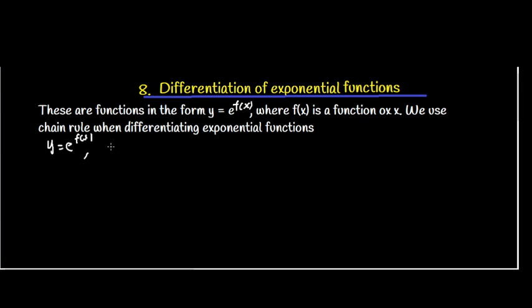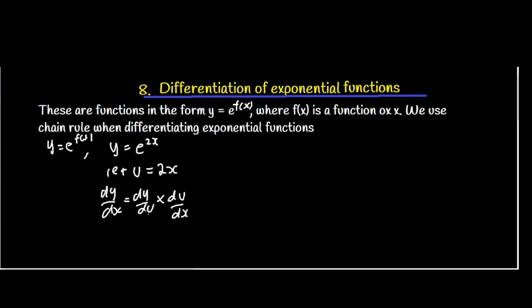Assume we have a function y equals e^(2x). Let's try to differentiate this. We have y equals e^(2x), but now let u equal 2x. When we introduce another variable, we can use the chain rule, and we know that from the chain rule dy/dx equals dy/du times du/dx.